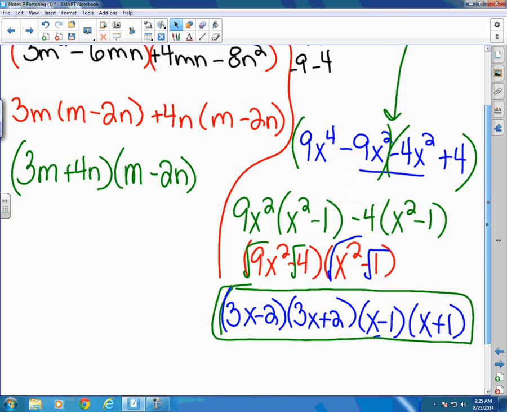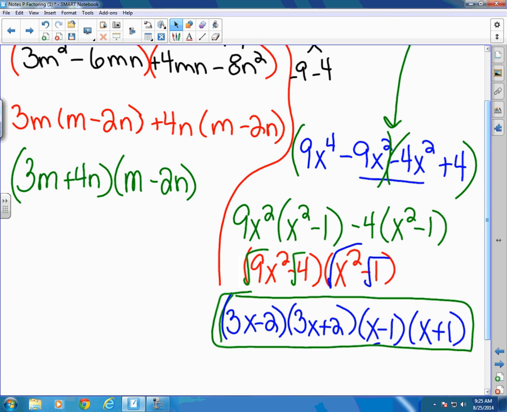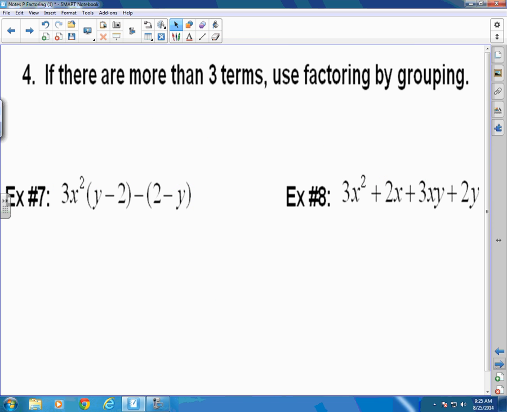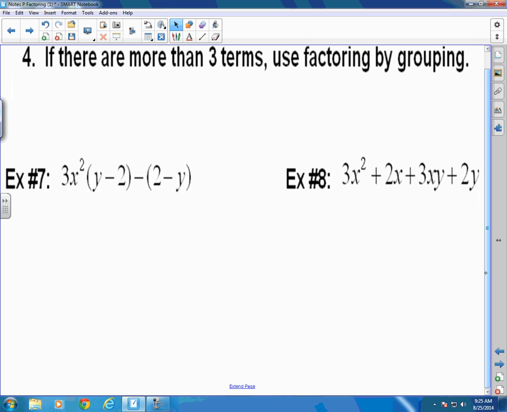So these 6 examples are using greatest common factor, AC grouping, and the difference of two squares. If you flip over to the back of this page, there are 4 more types of problems that we're going to use, and we're going to factor by grouping with these problems. We're not using the AC method. We're just doing factor by grouping. So you're already starting with more than 3 terms.